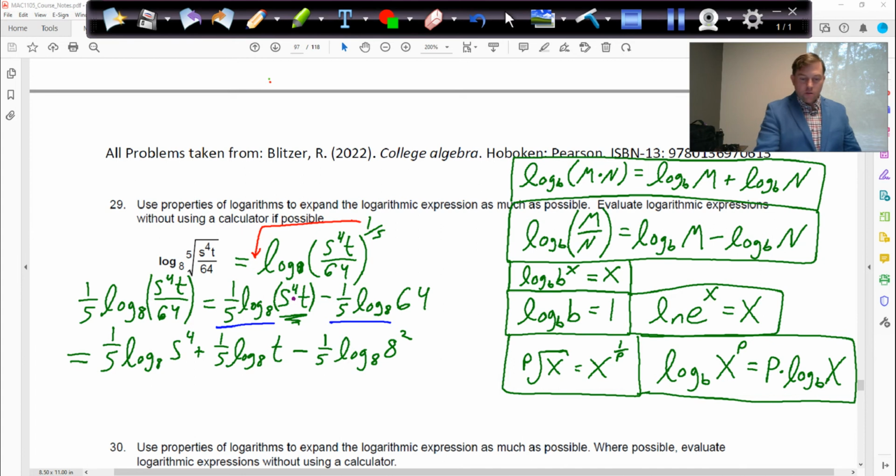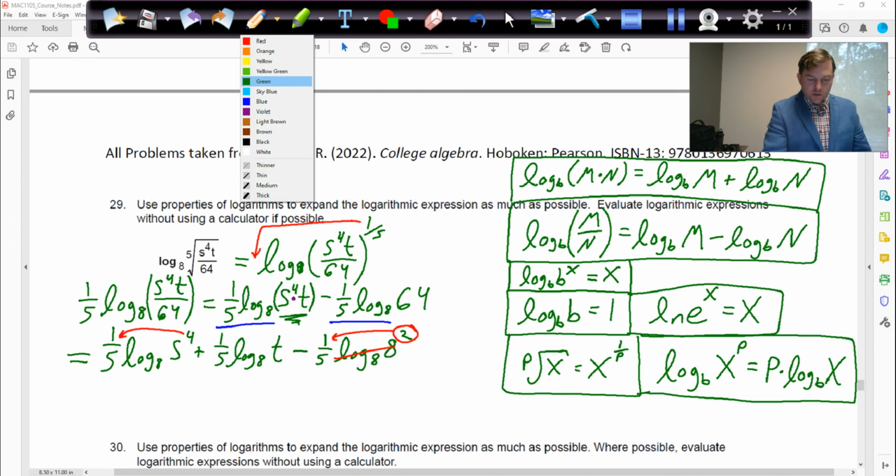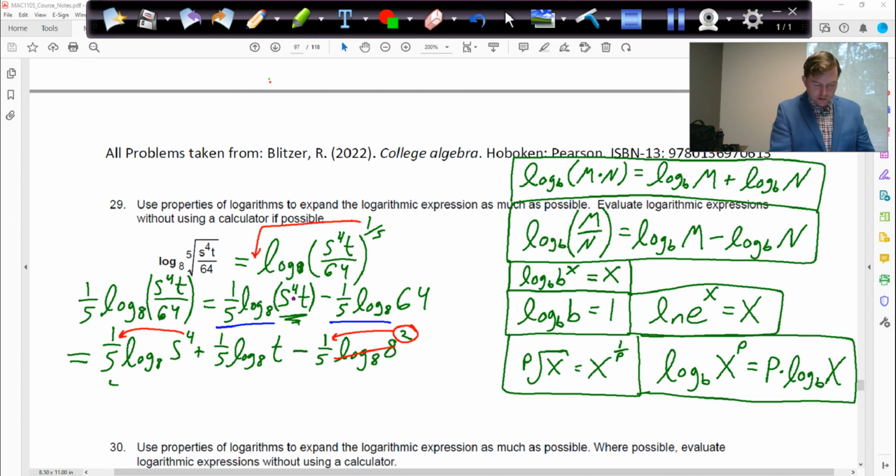Okay, so now we can do one last step. This 4 will come down and multiply into the 1/5. This log 8 will cancel, and this whole thing will just be 2, which will come down into the 1. And so the final answer will look like this. 4/5 log base 8 of s plus 1/5 log base 8 of t minus 2 over 5.